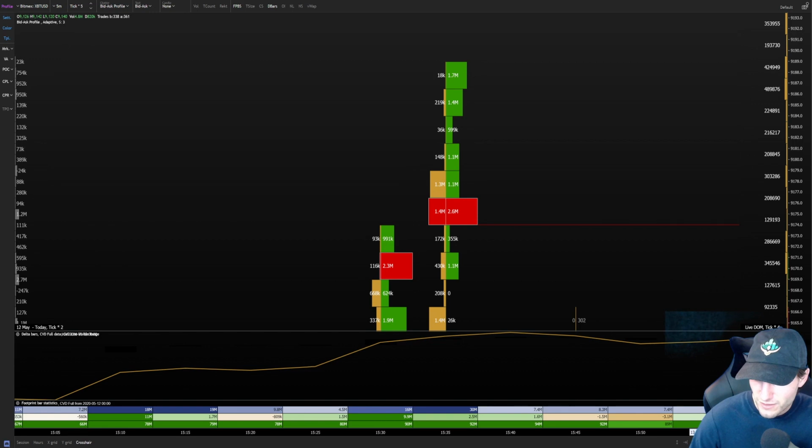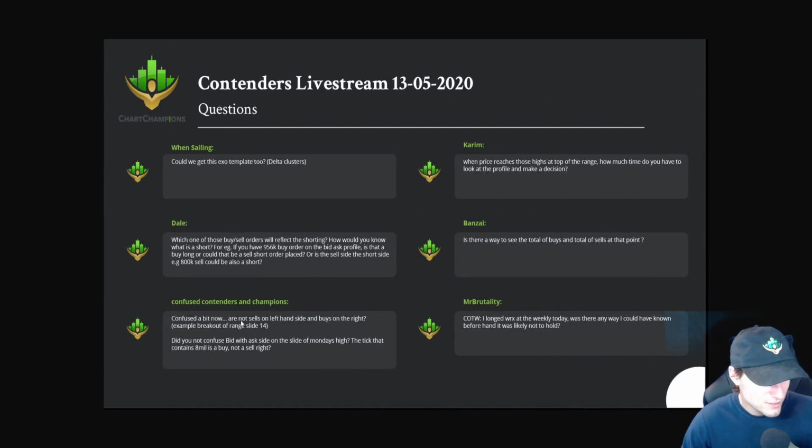Confused a bit now. Are not sells on the left hand side and buys on the right? Yes, that is correct. So sells are on the left hand side and buys are on the right.